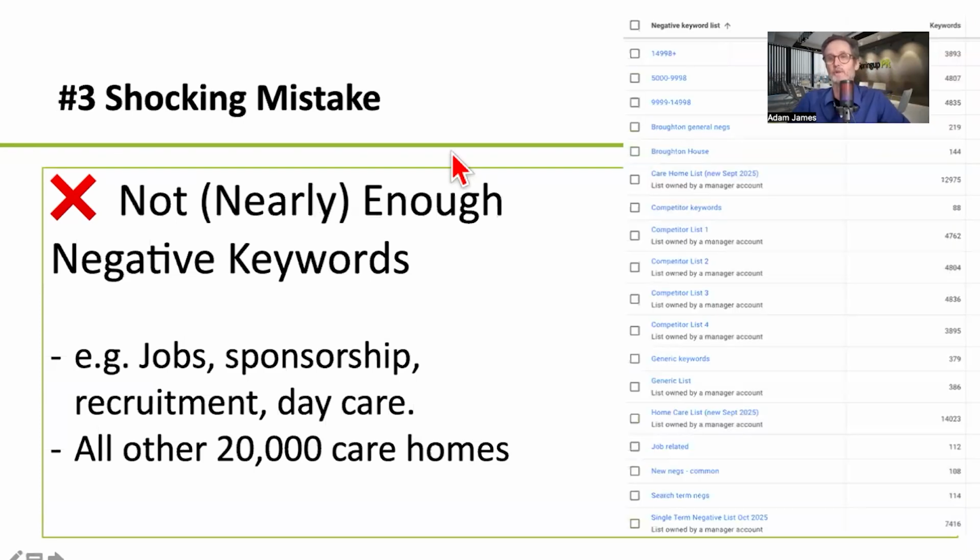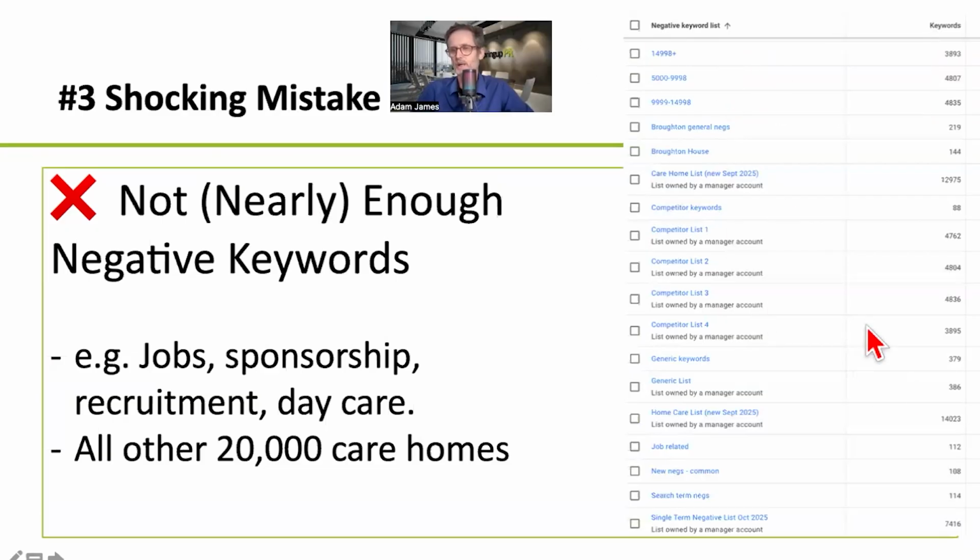And I want to show you here what I mean by the size of negative keywords. Look where my cursor is. These are all negative keywords. There's well over 20,000 there. And you can see competitor keywords, we're coming to this later, and the generic list. A single term negative list. This is our latest one, 7,000 of those. So just put those negative keywords in.